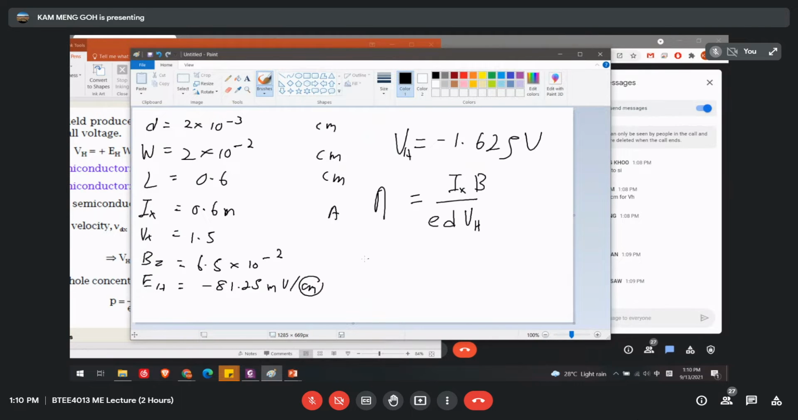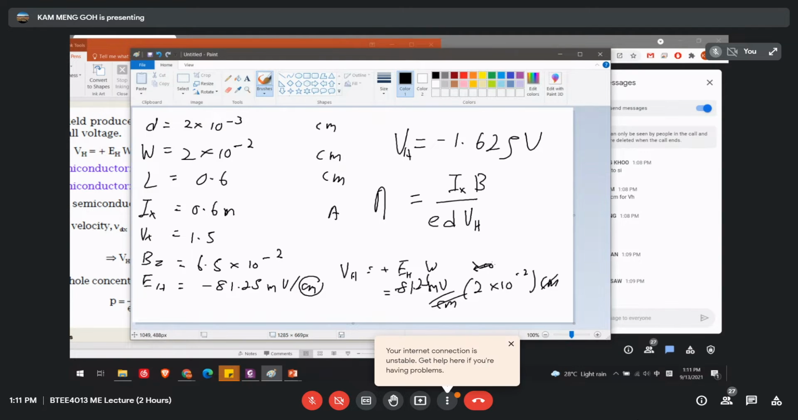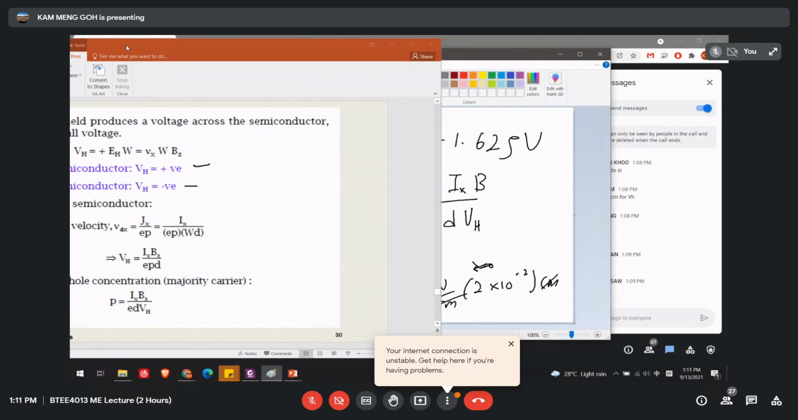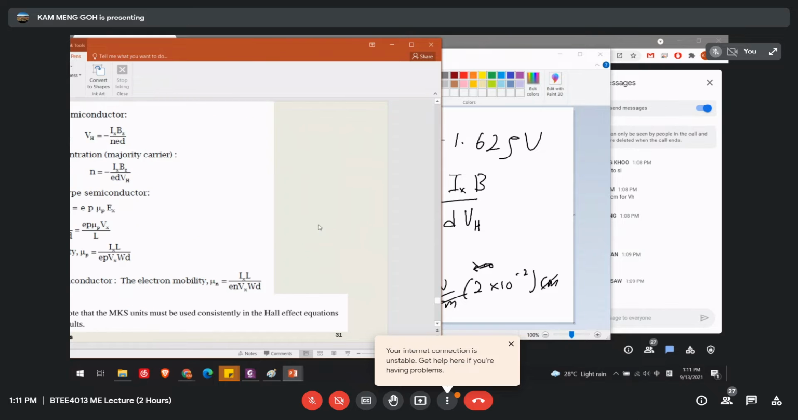But since this EH, when you are calculating the VH, this one is negative, sorry, EHW. But you can see that this one is mV over cm, so your W can also be in cm, because they will eliminate each other. Okay? But this one, negative 1.25, you must multiply with 10 to the power of minus. Okay? So this is the way you do it. You can look at some examples like last time. For example, this one.